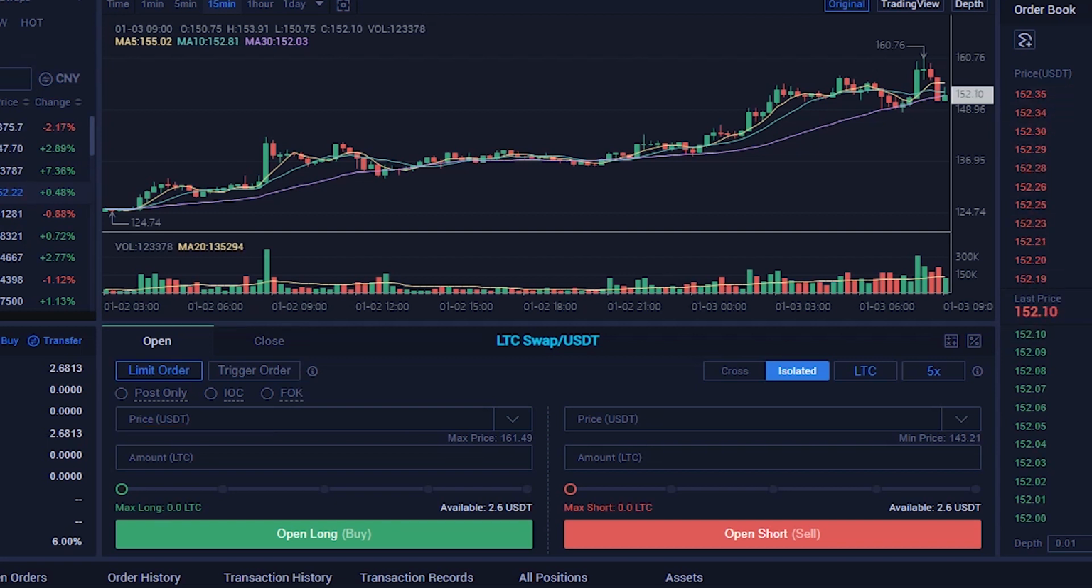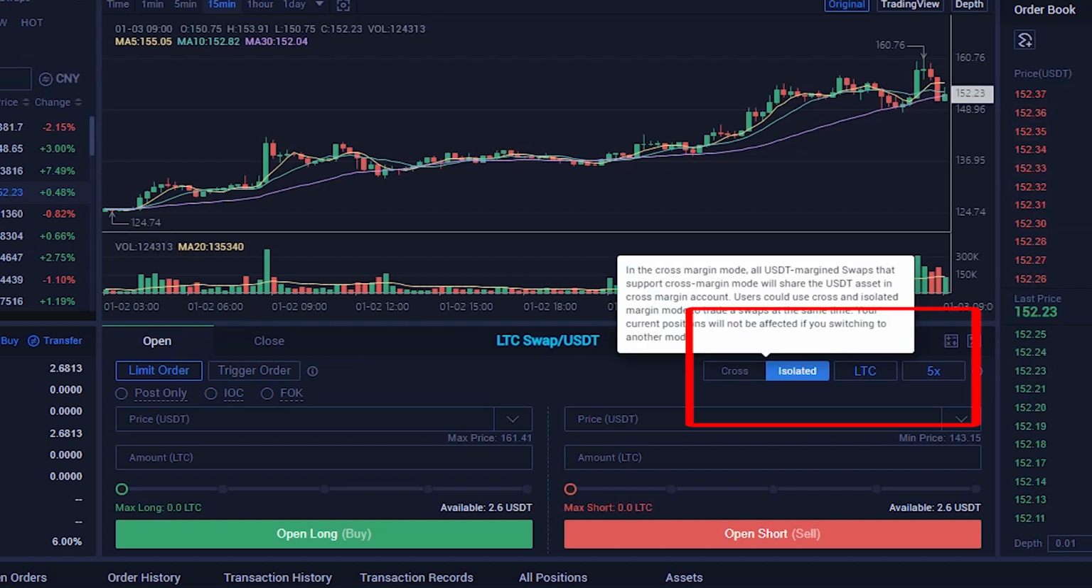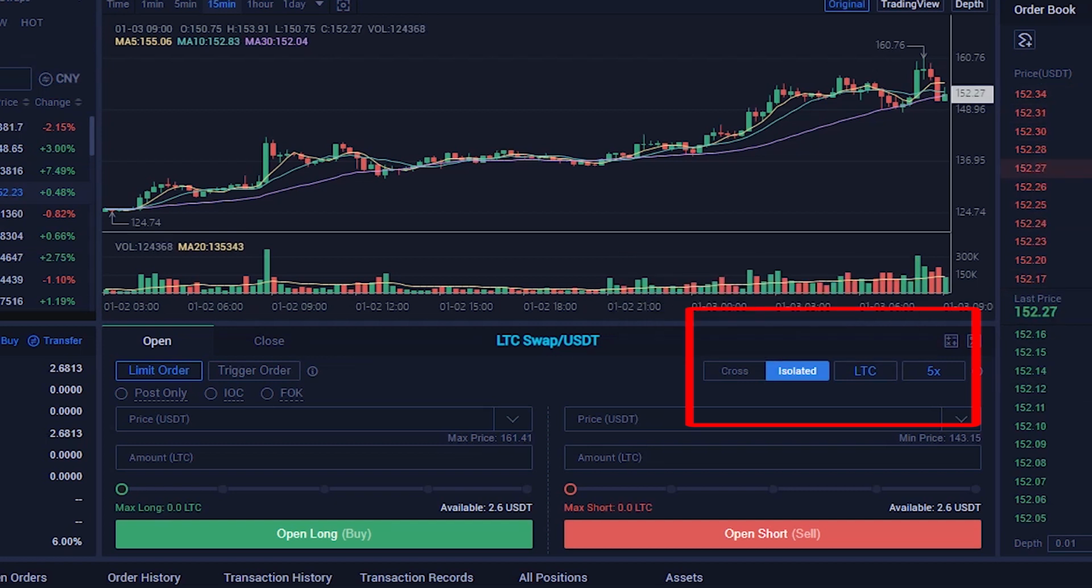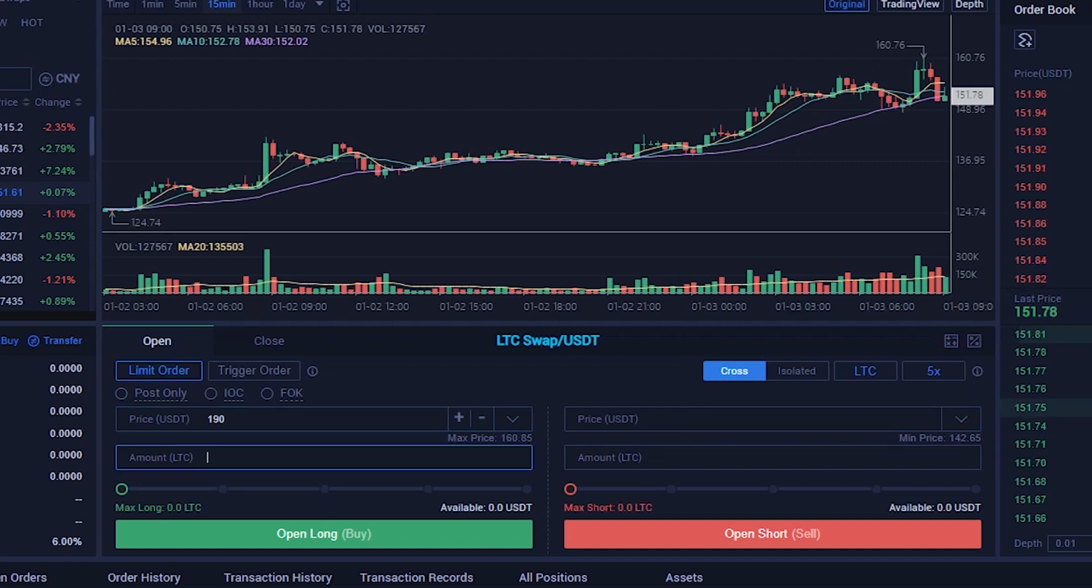Isolated margin: the account equity for each swap is calculated separately, and the occupied margin, P&L and margin ratio of each swap will not affect each other. Cross-margin mode: all swaps under the cross-margin mode share the USDT in the cross-margin account as the margin, which indicates that all positions under the cross-margin mode share the same account equity, and their P&L, occupied margin and margin ratio are calculated jointly.